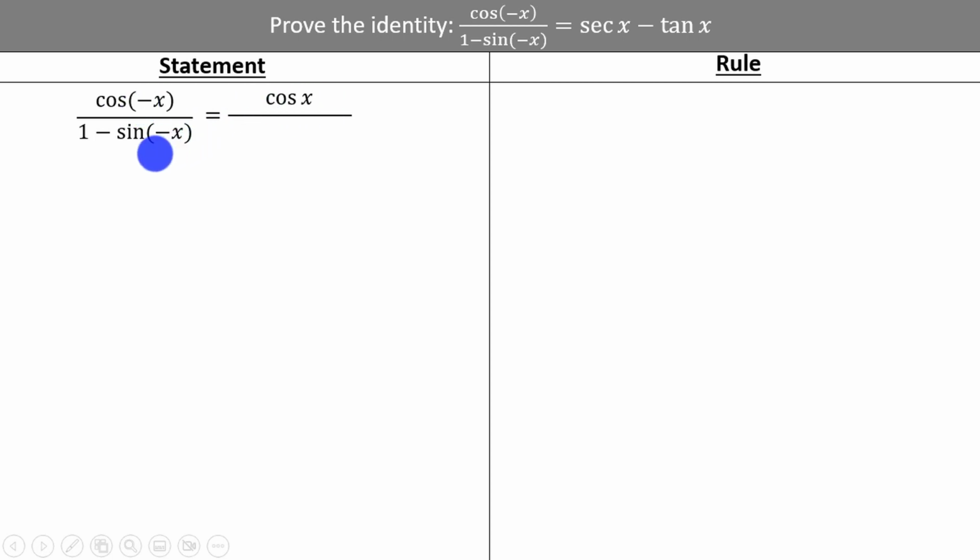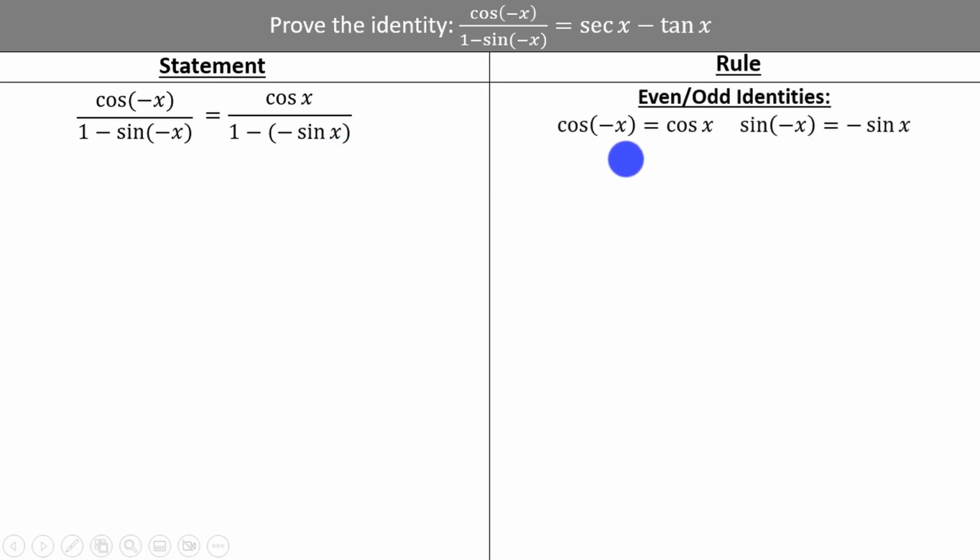As for sine, it is an odd trigonometric function, which means that a negative argument will result in a negative function. So if we want to get rid of the negative argument, we can simply change the sign of the function. So instead of having 1 minus sine of negative x, we will have 1 minus negative sine of x. We justify these steps by the even and odd identities. Cosine of negative x is the same thing as cosine of x, and sine of negative x is equal to negative sine of x.